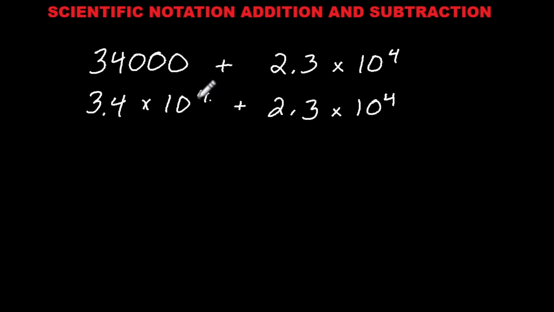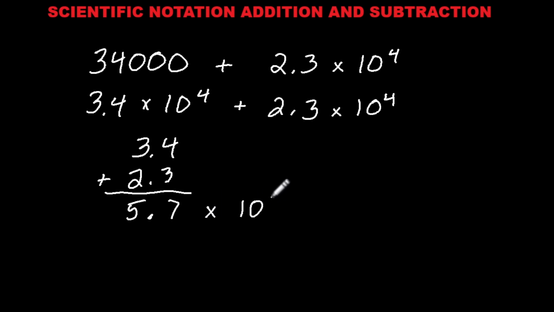Now I can add the 3.4 and the 2.3. And the 5.7 is going to be times 10 to the fourth power. And this one is done.